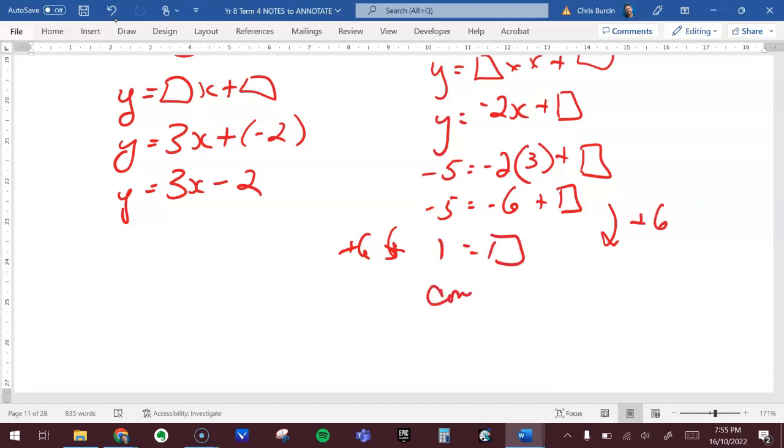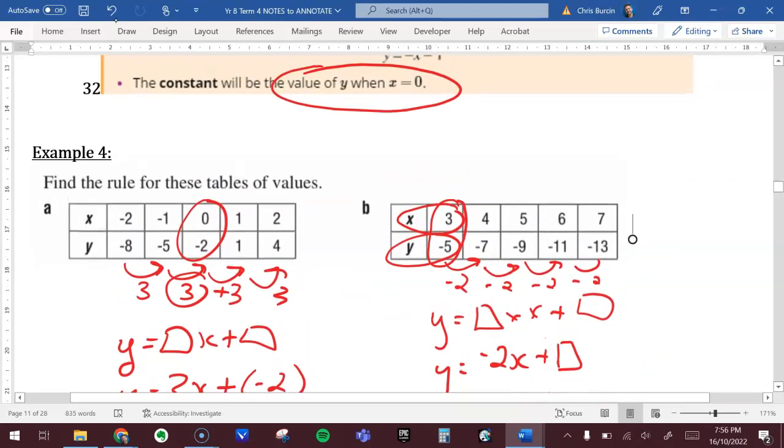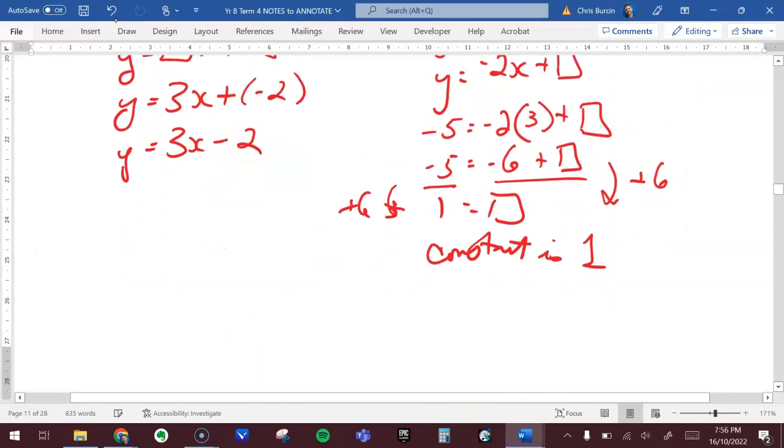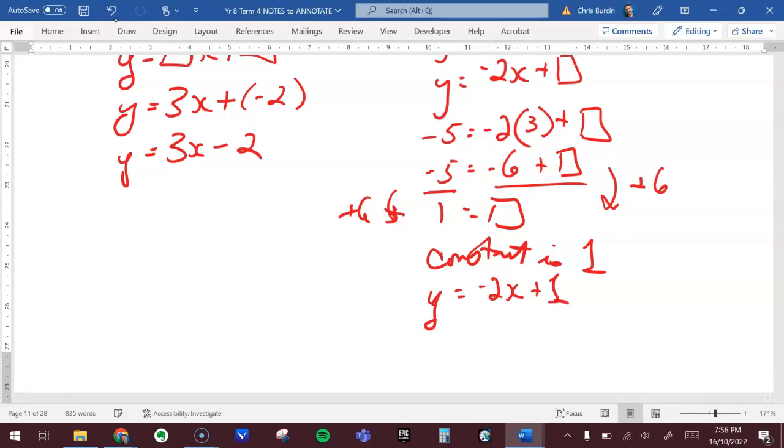So that means that our constant, oh man, that says constant, is positive 1. And if you doubt it, you can always go back and substitute: negative 5 equals negative 6 plus 1. That works. If you further doubt it, which you're allowed to doubt, go in and use our new rule, and that rule is y equals negative 2x plus 1, and substitute something else.